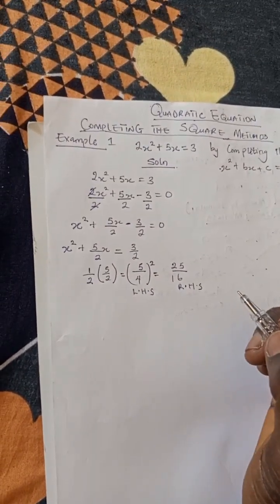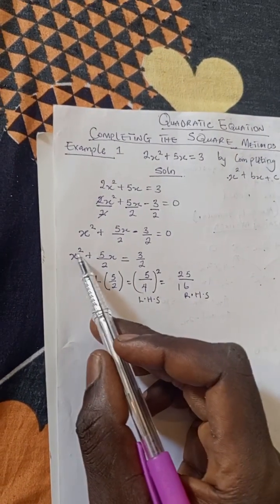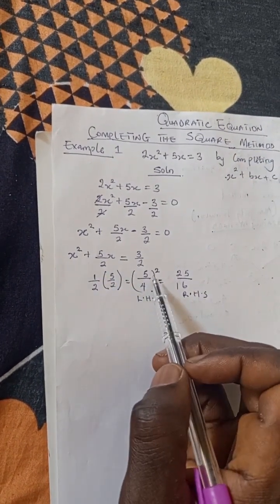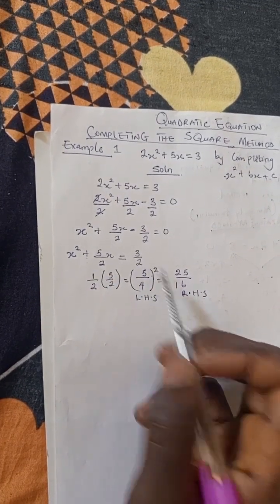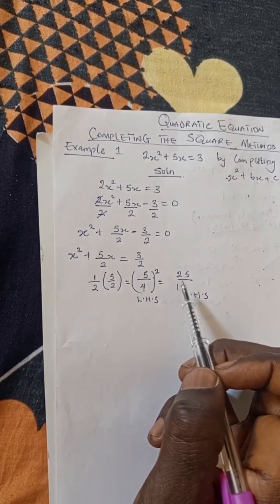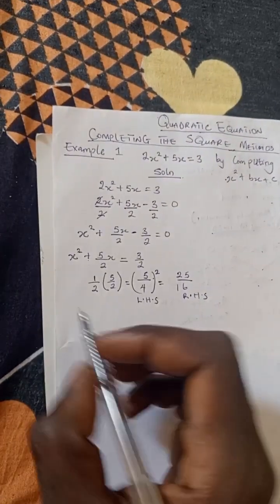I'm going to explain why. Because if you check the equation, this one has a square, so you're going to add the square of this to this side of the equation. While this side of the equation doesn't have a square, you're going to add the one you've already squared here. Now let's substitute it here.